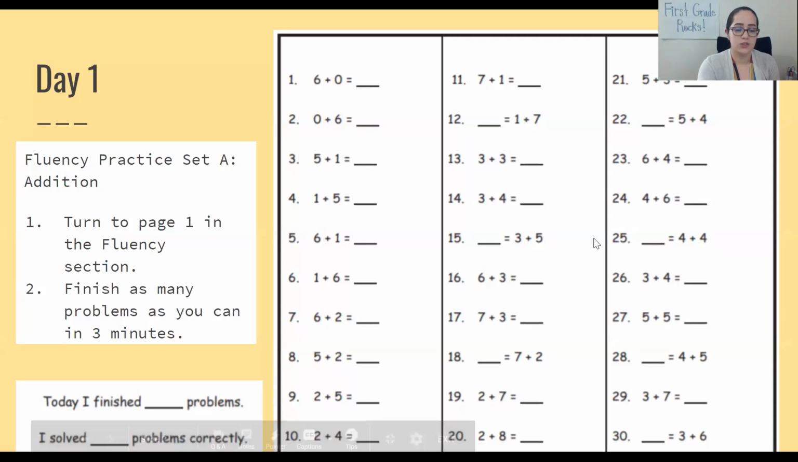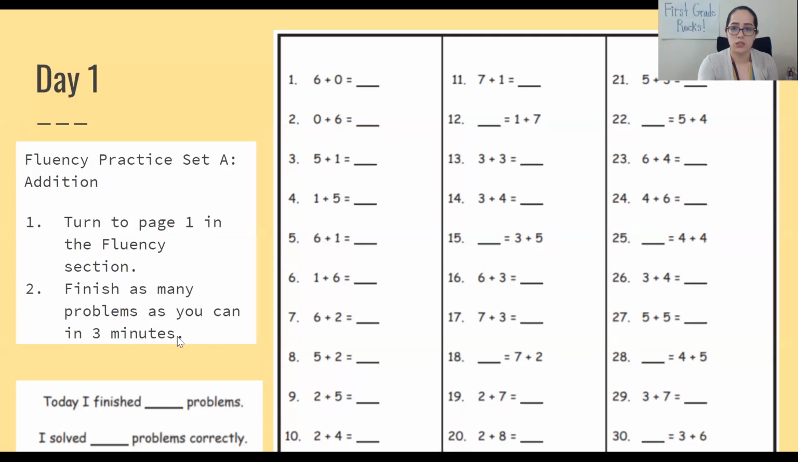Alright, so for each day, students will be completing a fluency practice. For day 1, they're going to complete the fluency practice set A, and this is focused on addition. Students are to turn to page 1 in the fluency section. This is towards the end of the math section in the booklet. They are to finish as many problems as they can in 3 minutes, and then they're going to log how many problems they were able to complete.